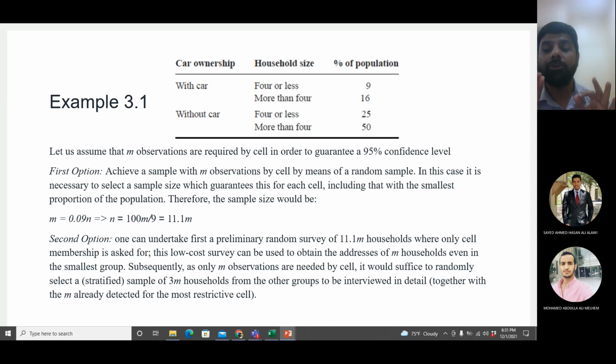Okay. Now remember, you have just asked them 2 questions: how many members in the household, and do you have a car or not? So this is not the complete survey. Okay, so now you will do another round of survey. So the first round was to find out of the 111 which category they belong. Okay, in the second round of the survey, you will select.